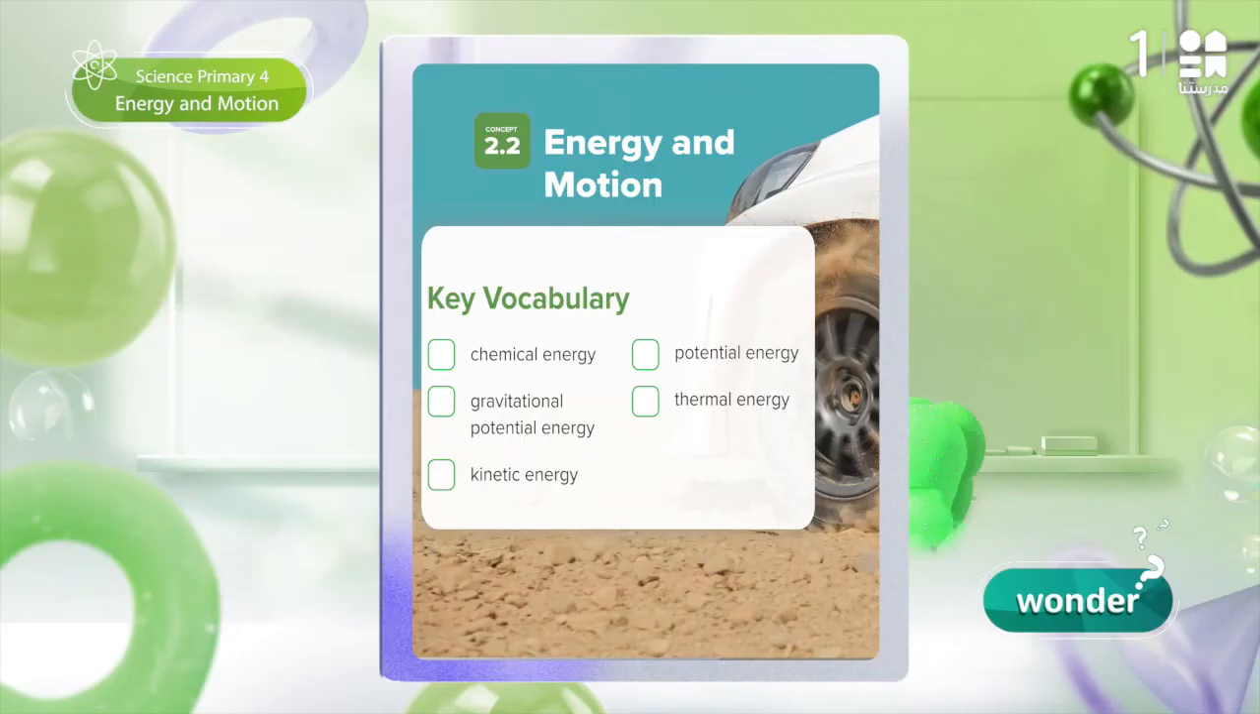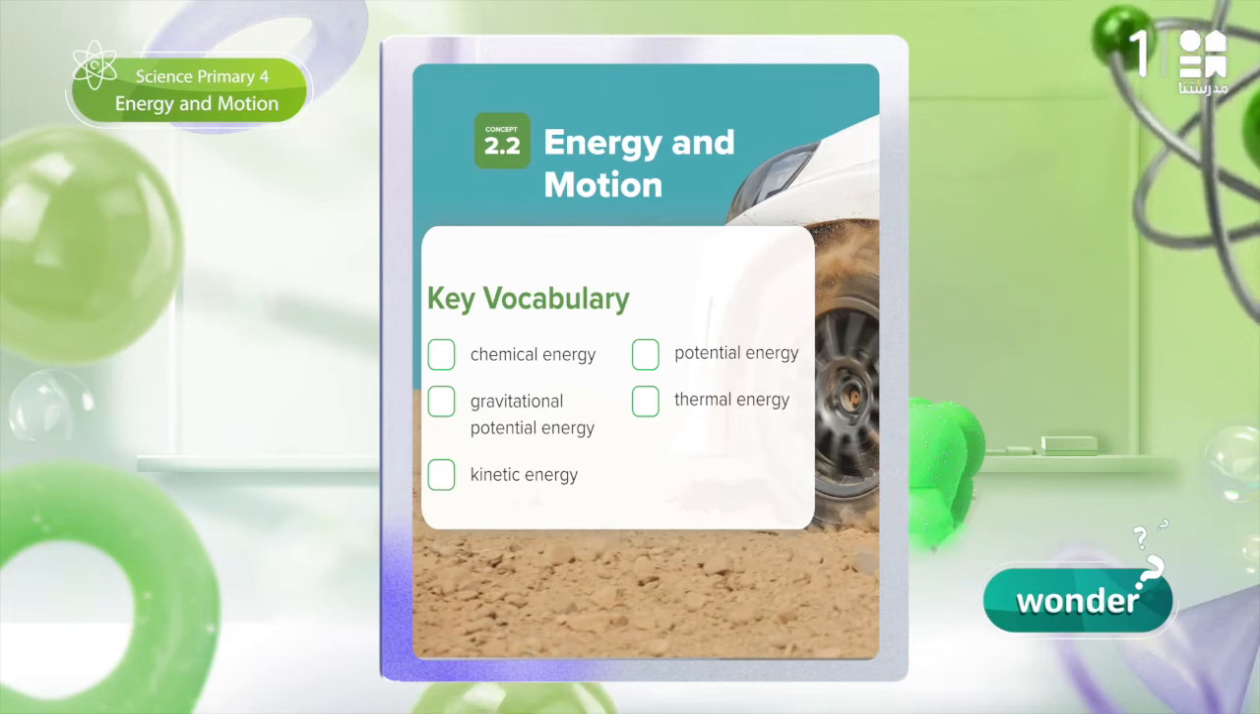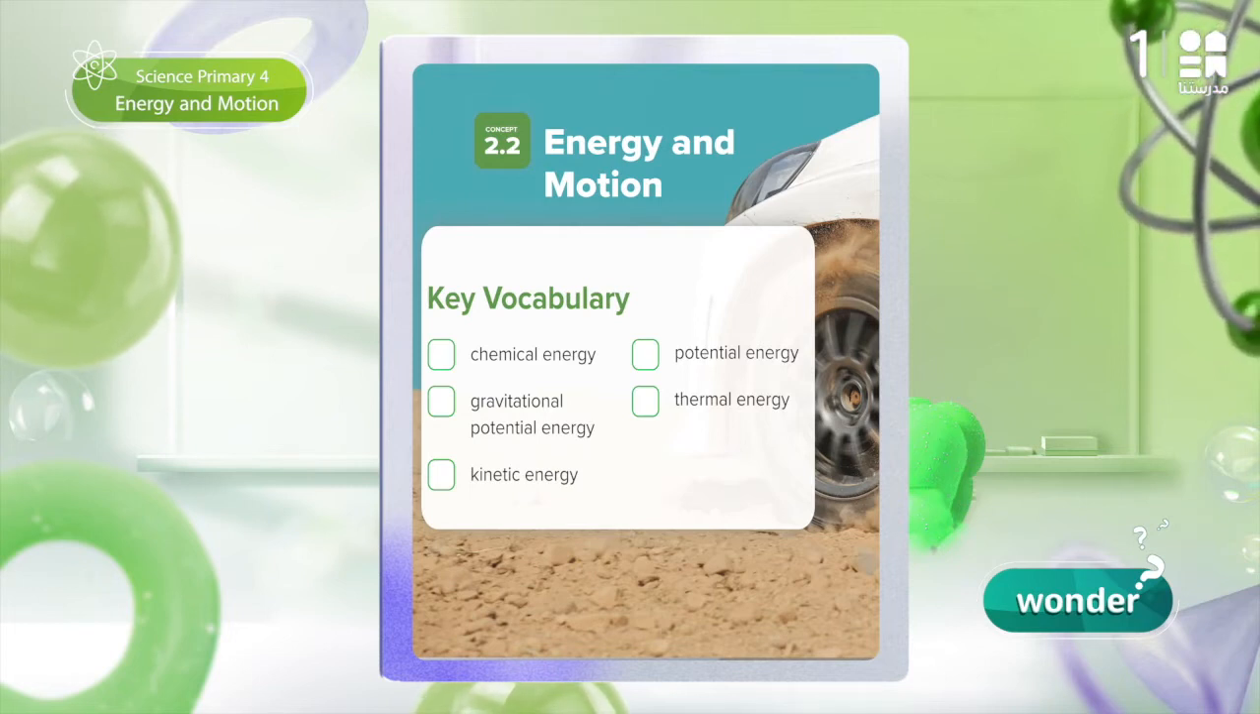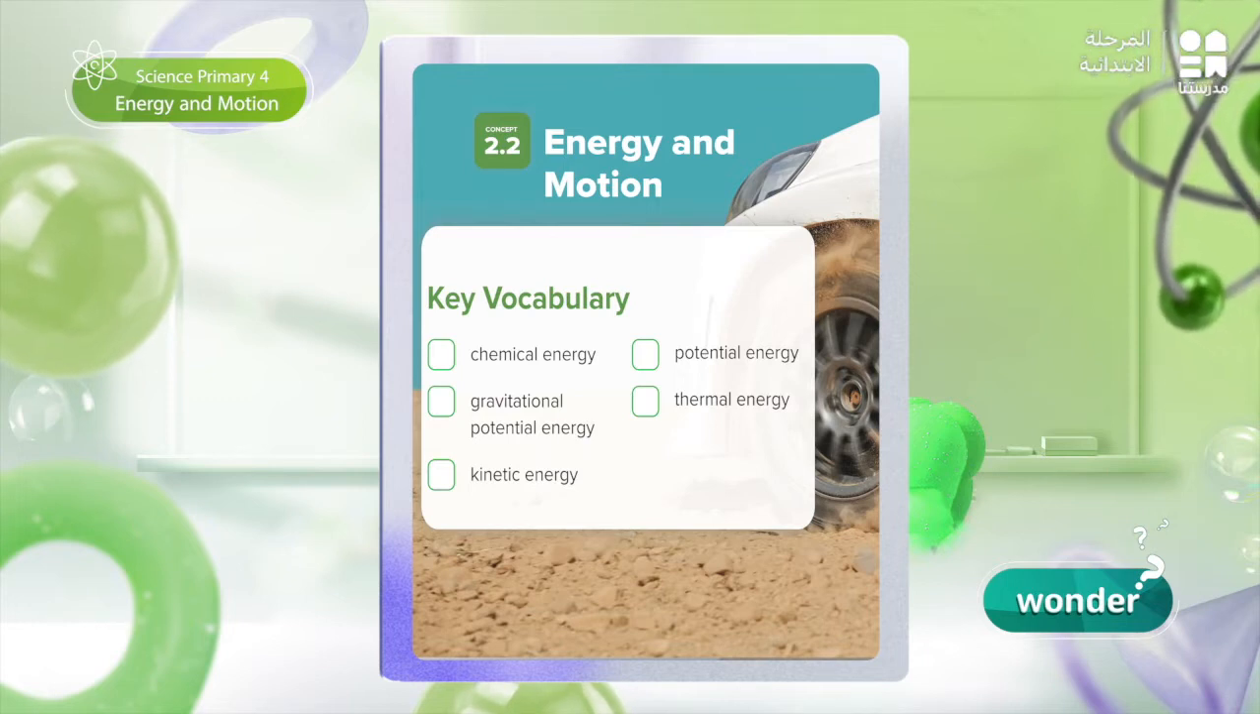These terms are in the student book page 160. Let's read them together. Chemical energy, gravitational potential energy, kinetic energy, potential energy, thermal energy.